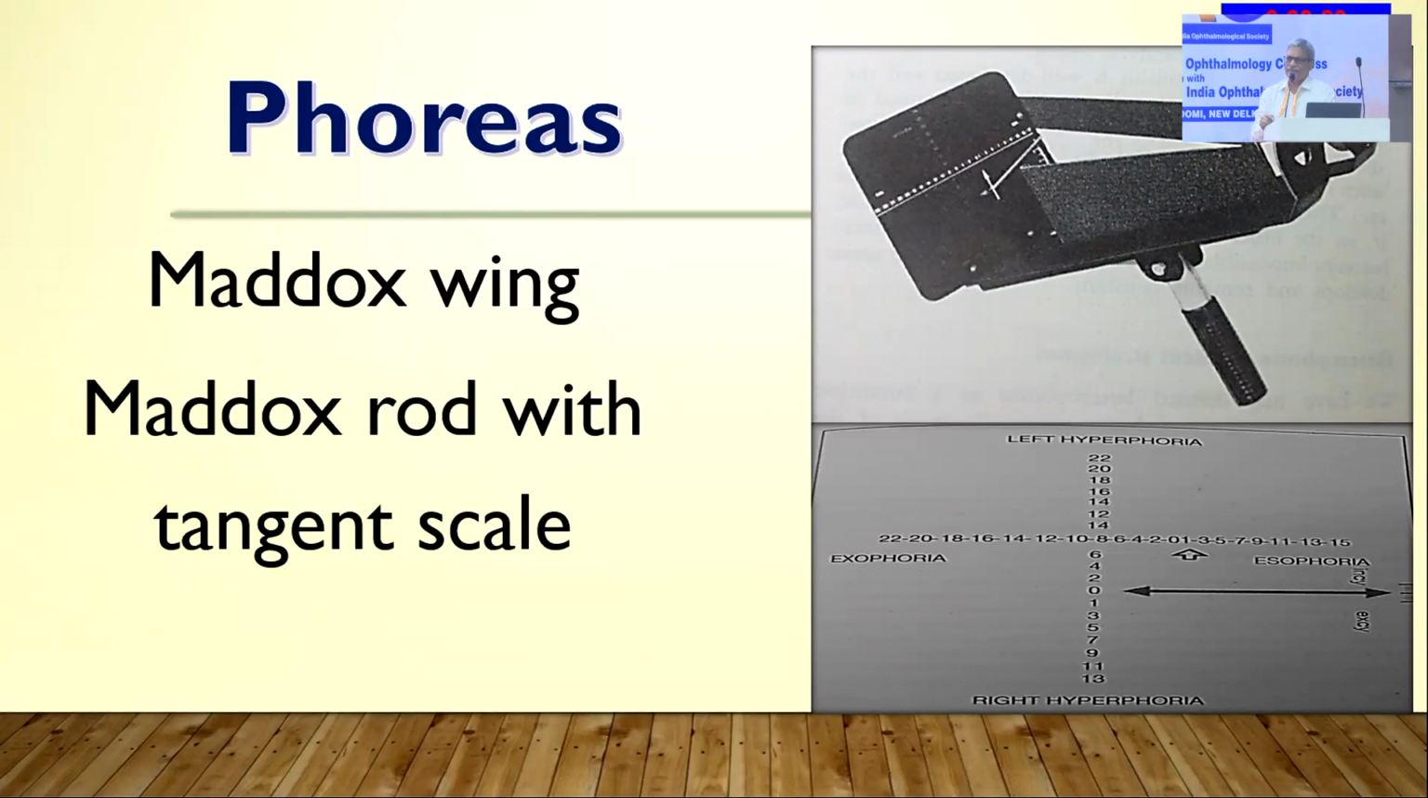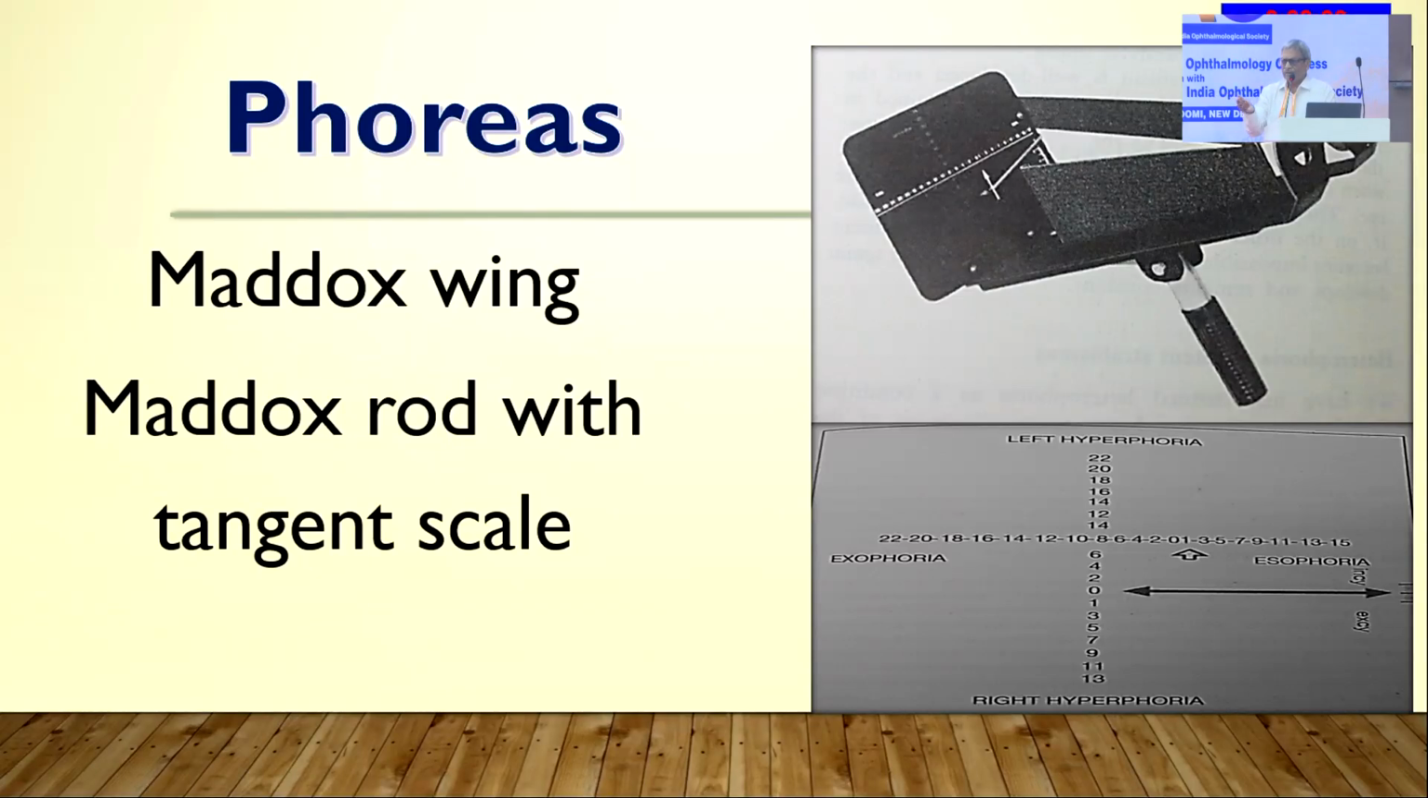I've got one test called Maddox wing, and the Maddox rod with a tangent scale. That is for squint, for distance. Very simple, man. In this test, the right eye sees from the right side hole and will see only the arrow. The left eye will see the numbers. Imagine you are a normal person, you will see the arrow and zero in the same area.